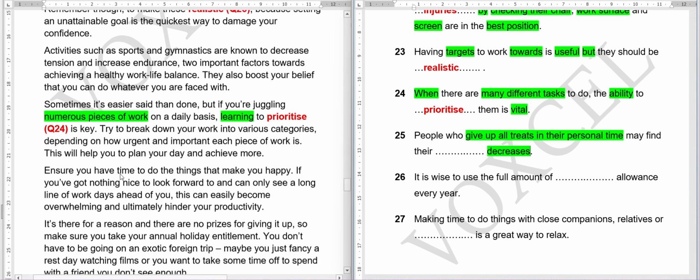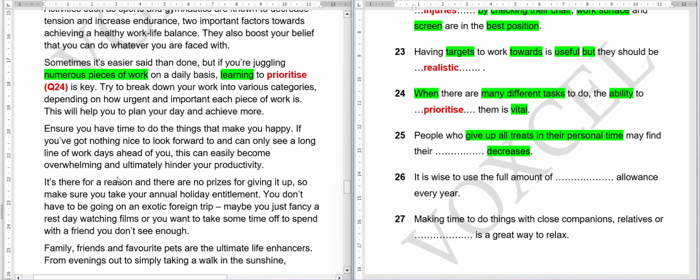Let's see what decreases. Ensure you have time to do the things that make you happy. If you have got nothing nice to look forward to, so obviously if there is nothing to look forward to, and you can only see a long line of work days ahead of you, this can easily become overwhelming and ultimately hinder your productivity. Okay, so hinder, I will tell you these words later on, but obviously your answer is in this paragraph. And for this you have some time, and your time starts now.